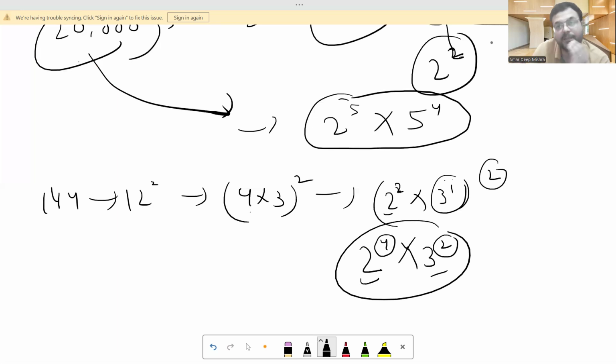So for any perfect square number, if you change that perfect square number into the prime factor format, you will see that the power of the prime numbers are the multiple of 2. Always, you will find the same case.